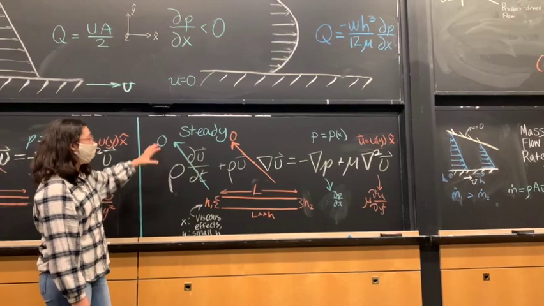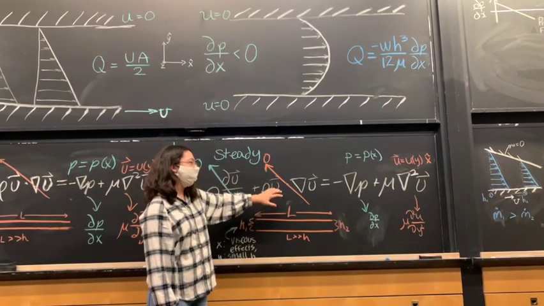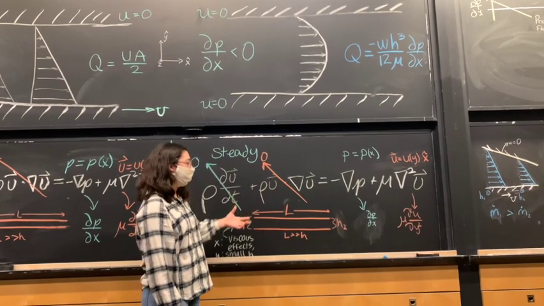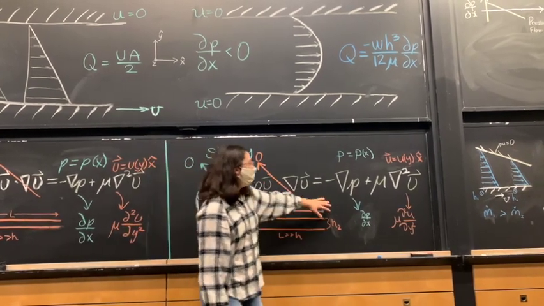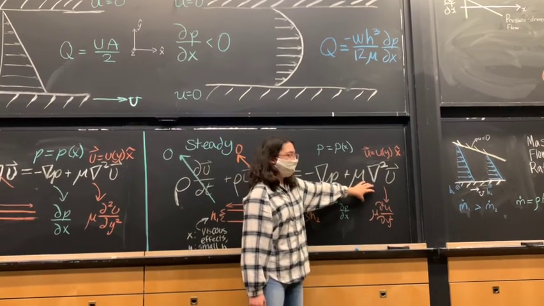So in this case, we are still maintaining that this is a steady flow. We're maintaining that the speed does not change in a significant way in any direction, and that the pressure gradient is in the x direction as well as the velocity in the x direction.